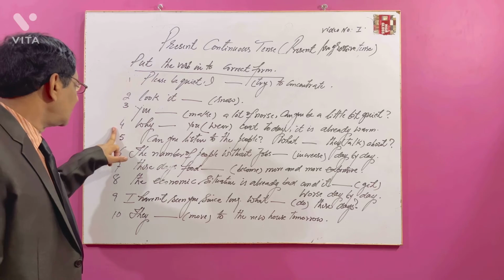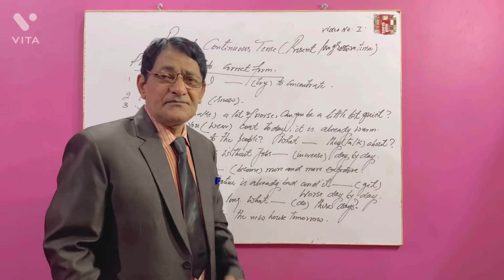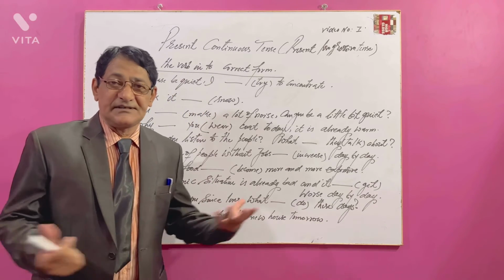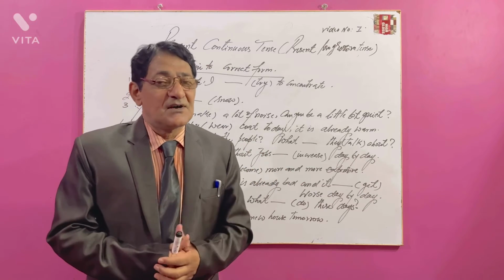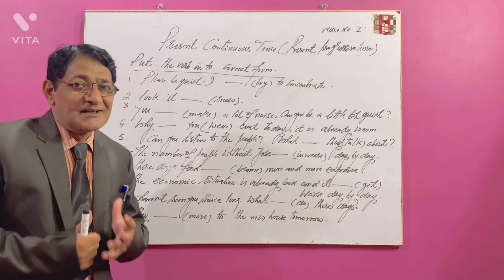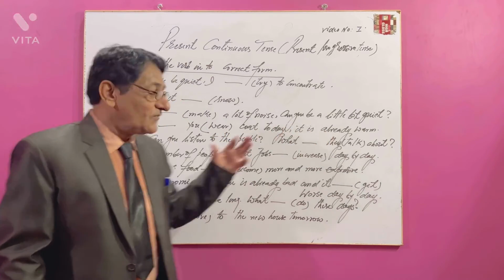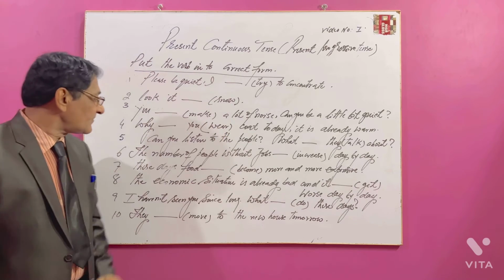And number 4, why dash you wear coat today, it is already warm. It means the person, he can be a friend or any guy, is wearing very warm clothes, it's already warm, and we ask him, where are you wearing your coat today, it's already warm. So in this condition we are to use the ing form of the verb.